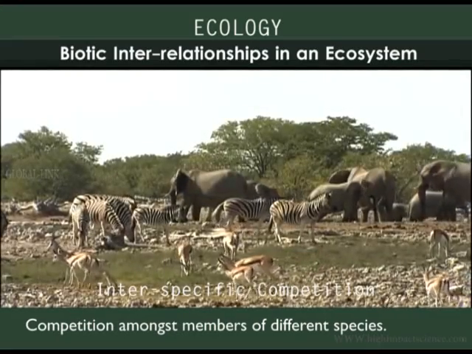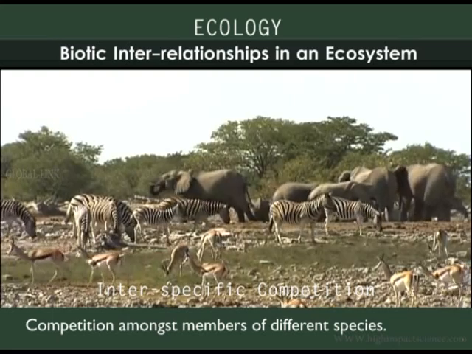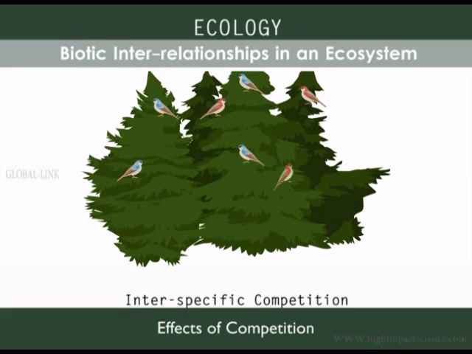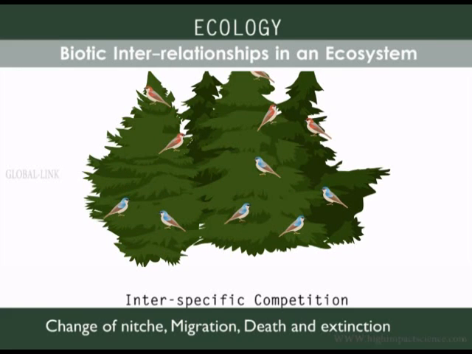Interspecific competition occurs between members of different species. When two different organisms compete for the same resource, the most aggressive one will survive, while the other has three options: change its niche, migrate out, or die. Two organisms occupying different niches can exist without competition.